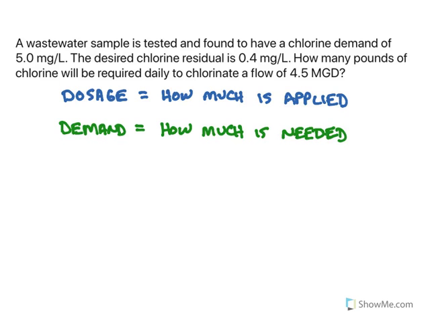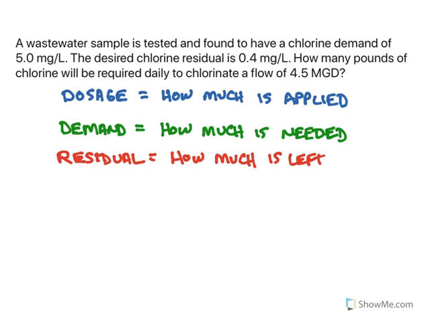And then the final word to think about is going to be residual. And residual basically is how much is left over after disinfecting. So when you're applying chlorine, the goal is to have residual, because if you have a little bit of chlorine left over, that typically is an indication that you applied enough to get disinfection.